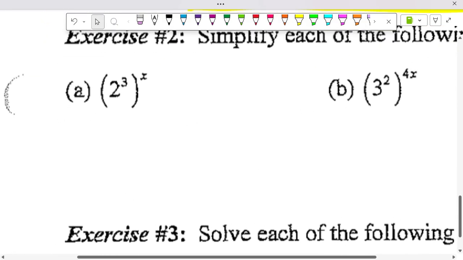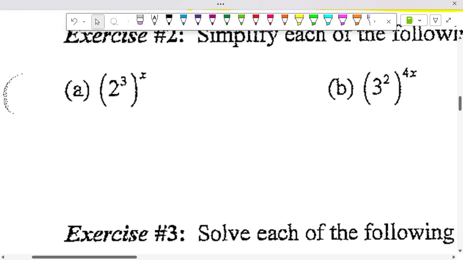So let's look at an easy one. So expression A. We want to make it so essentially the parentheses are gone. So if I distribute that x to the 3, what do I have? 3x. So I have 2 raised to the 3x power. That's it.